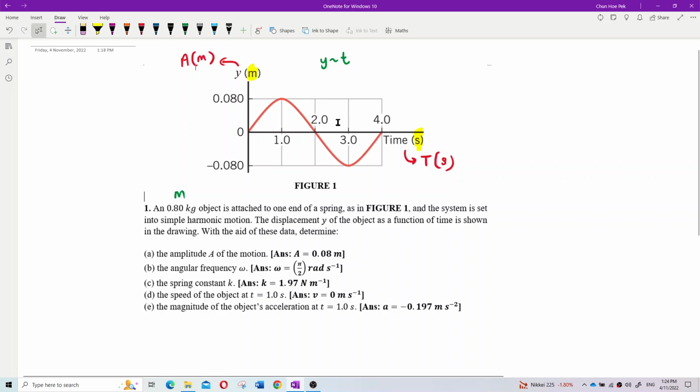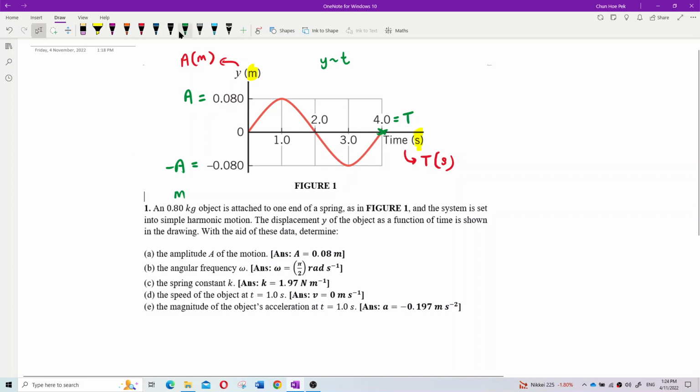This diagram helps us get the amplitude already. This is the amplitude, and this is the negative amplitude. And the period: you can see one wavelength is one period. So this over here is the period.